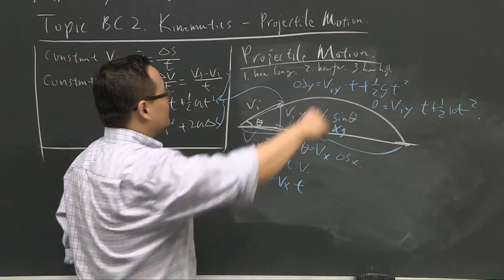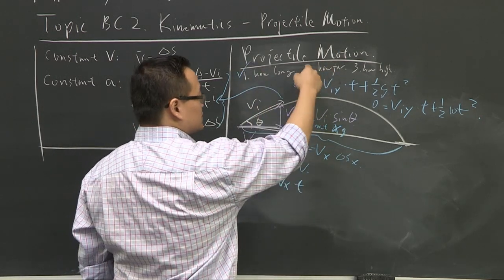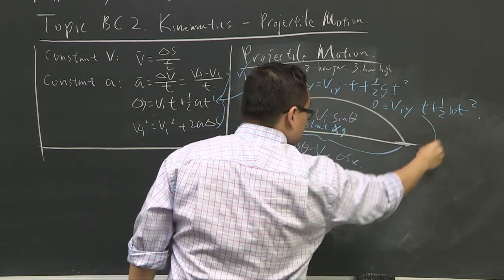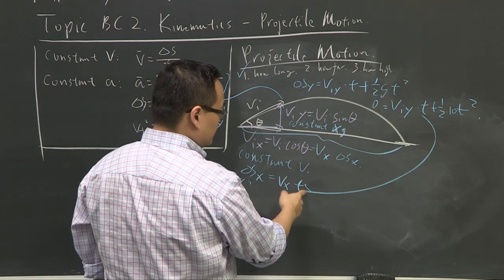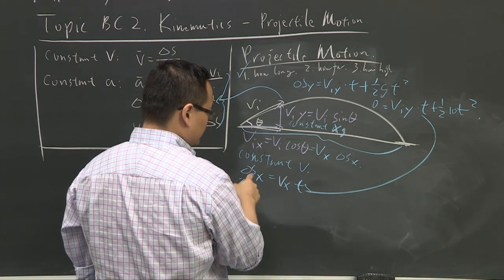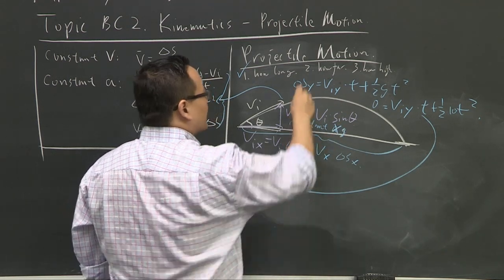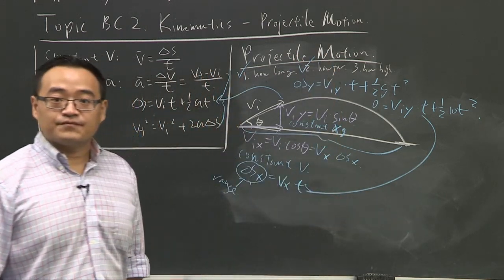Once you get the t, you can simply plug this t in here. That's how they're connected. You can simply plug the t in here, right? And you know the Vx, and you can get your delta x. So you get how far it went. Done.